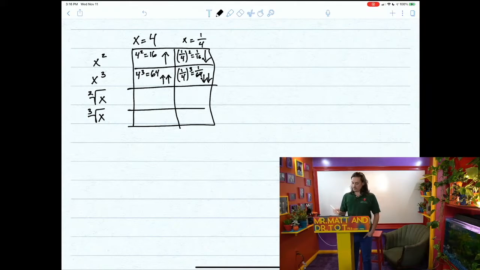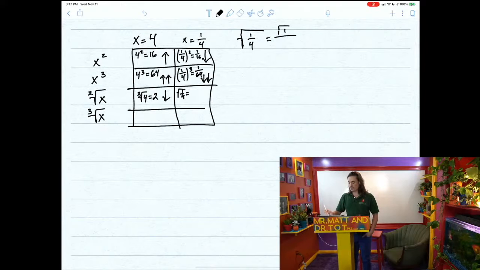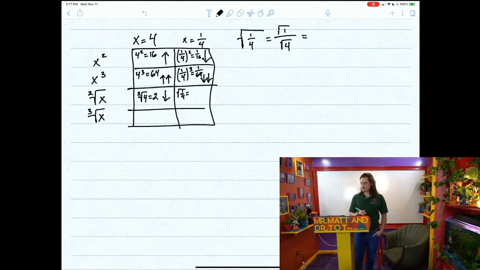If we had the square root function, the square root of 4 is 2. That's a decrease. The square root of 1/4, we can use the distributive property. Let me write this out over here because this is actually very important. We can say that's the same thing as the square root of 1 over the square root of 4, and then you can just evaluate individually.